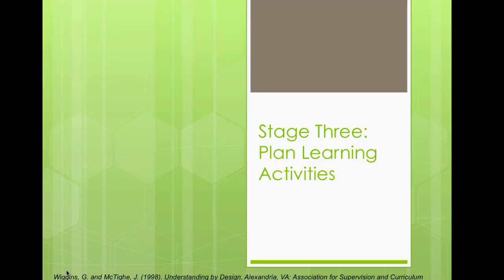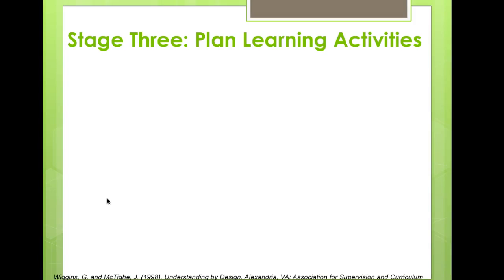which is stage 3, plan learning activities, and actually that should say plan learning opportunities. WHERETO is the acronym that Wiggins and McTighe used to evaluate all the elements of your learning opportunities. I'm not going to have you do that, but I do want you to pay attention to it, which is why I'm doing this PowerPoint.